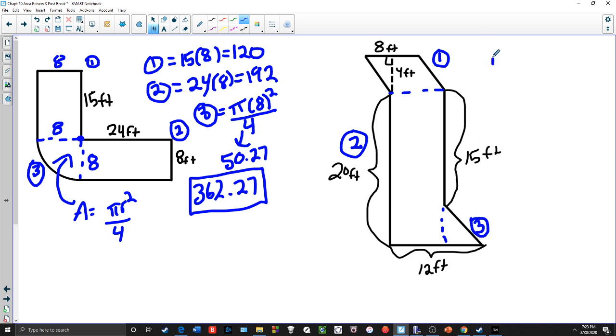So shape 1, let's see here. Base times height, so that'd be 8 times 4. Base of 8, height of 4. Multiply those together, we get 32. Feet squared, again, if you want to label it.